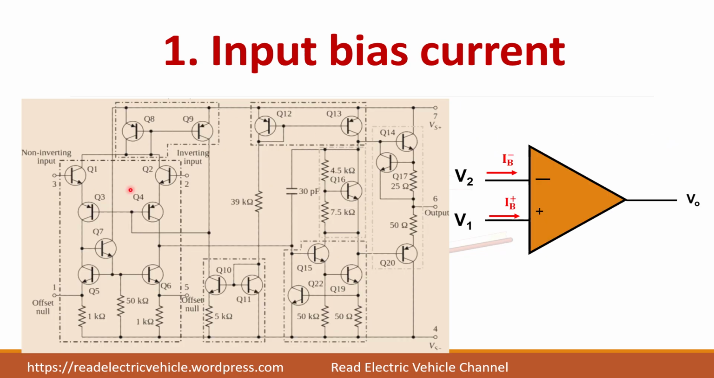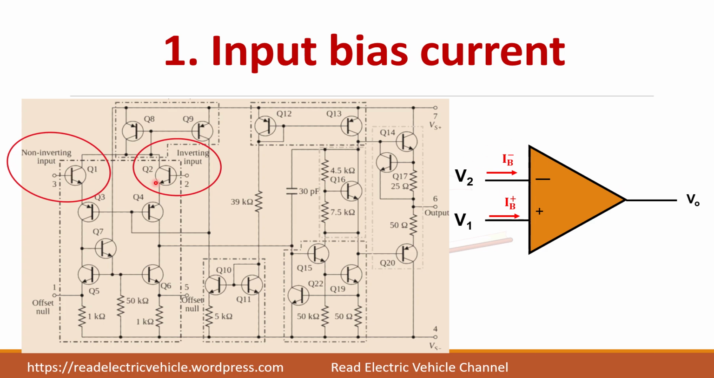If you see the internal circuit of the op-amp, we know there are two inputs in an op-amp, the inverting input and the non-inverting input. You can see here, two transistors are there, or you can find many transistors. So these transistors need to be biased, so it draws some current. That is called the bias current.